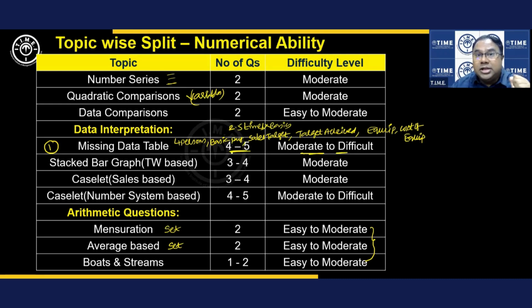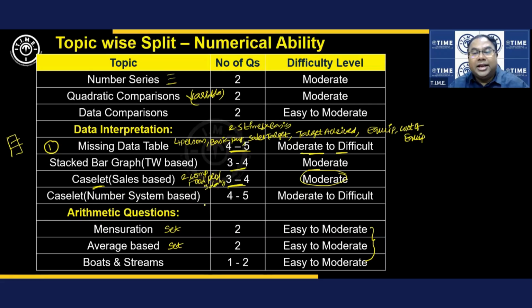Stacked bar graph with the concept of time and work. The concept of time and work is an old model only, but it has been combined with a stacked bar graph, one above the other. That's called a stacked bar graph. So 3 to 4 questions, these are of moderate level of difficulty. There is one caselet with about 3 to 4 questions. It is also moderate. This was based on sales of 2 companies about their food products sold on 3 different days.